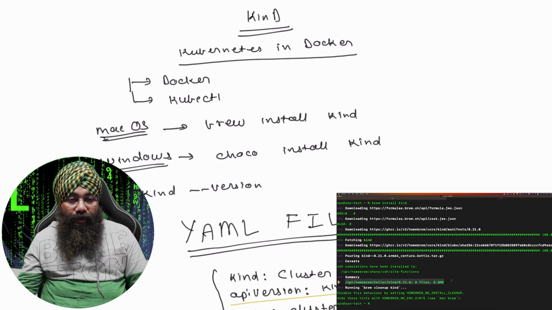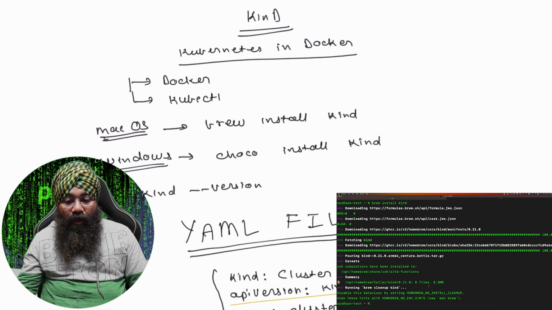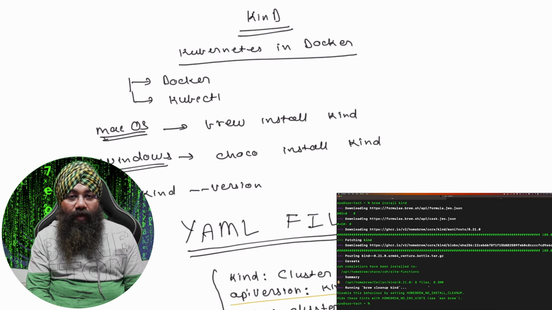We can see 100%. So since there are no errors, which means the installation is successful, we will check it by typing kind --version. Okay.